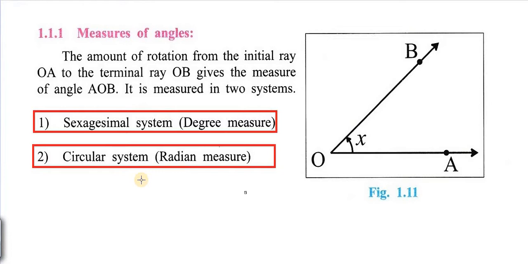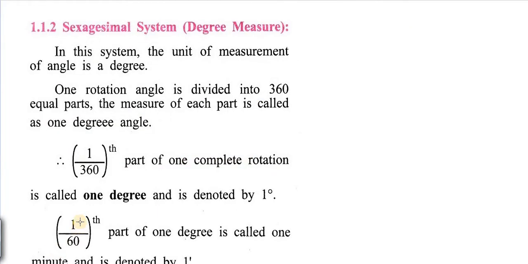Circular system is also the SI system, and the sexagesimal system is the most commonly used system, popularly known as degree measure. Like we normally call a right angle 90 degree, a straight angle 180 degree. That is this sexagesimal system. Now let us study the sexagesimal system in detail.